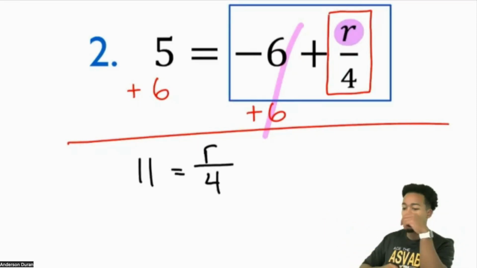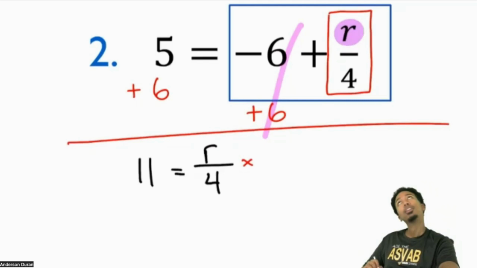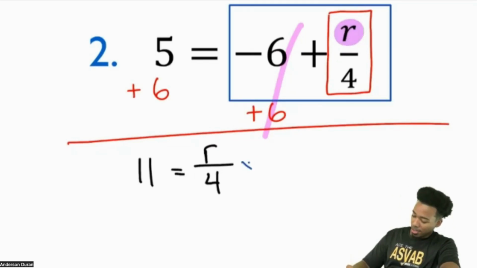Multiply 4 on both sides. Thank you. Multiply 4 on both sides. I can feel some of y'all going, oh my God, is he still making us do that? Yep. Suffer now so you don't suffer on the test.